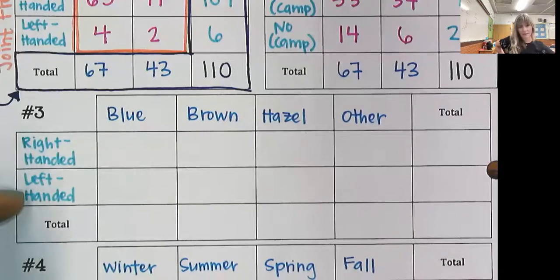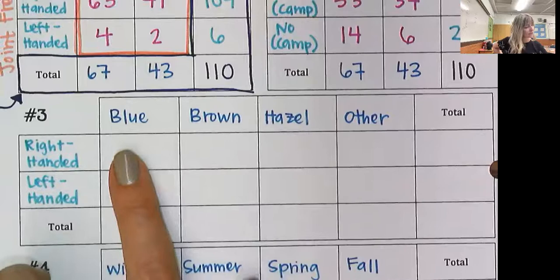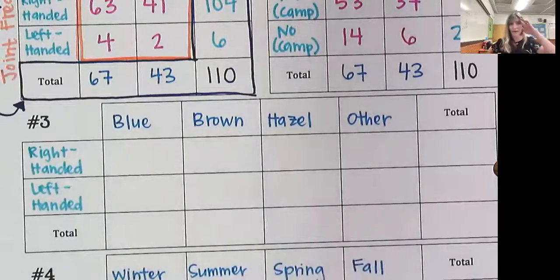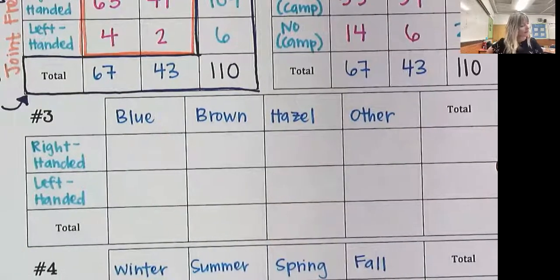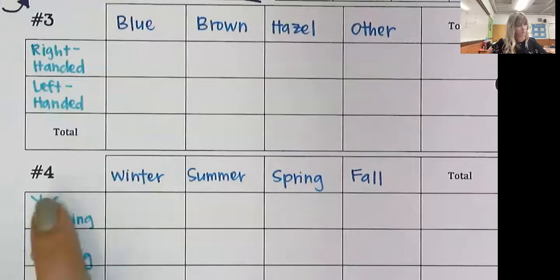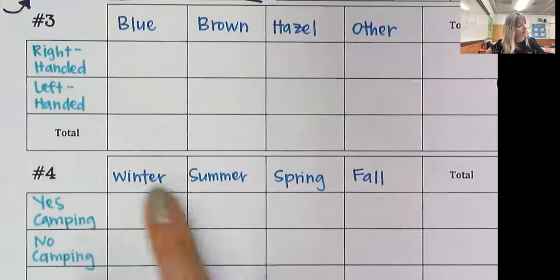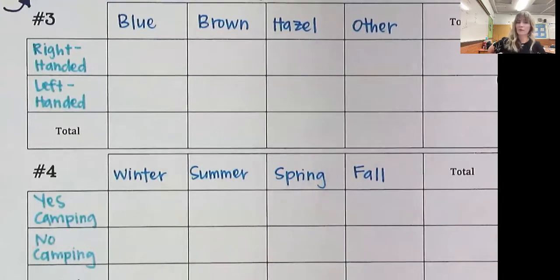I asked you right-handed, left-handed. We've already talked about that. And I asked you what color your eyes are. I put it in the categorical data in 4 main categories. Blue, brown, and hazel are the 3 most common in the world, and the other would include stuff like amber eyes. There's a very small group of people that have purple eyes and a lot of people that have gray eyes. Then, we're going to compare right and left-handed to what color your eyes are. And then I also asked you, do you like camping? We talked about that. And I asked you what season is your favorite, winter, summer, spring, or fall.